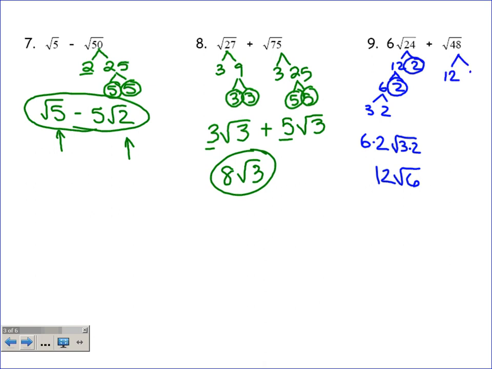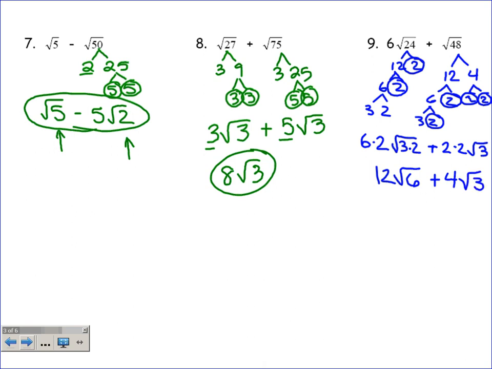12 and 4. 4 is 2 and 2. Got it. What's 12? 6 and 2. What's 6? 3 and 2. Got it. Okay. Are there any pairs? There's 2 2s. And then another set of 2s. So that'd be plus 2 times 2, which is 4. What's left over? There's just a 3 left over. So this would give you plus 4 square root of 3.